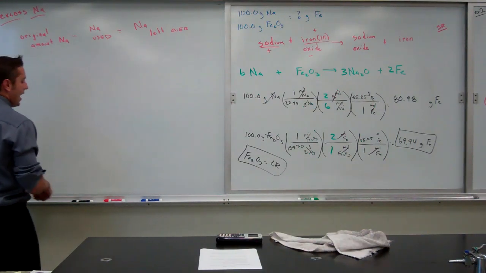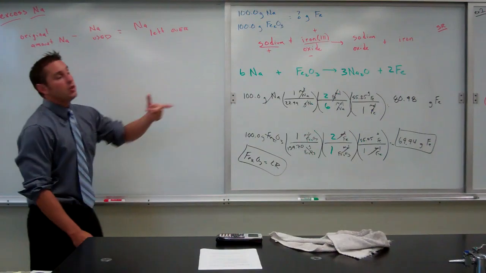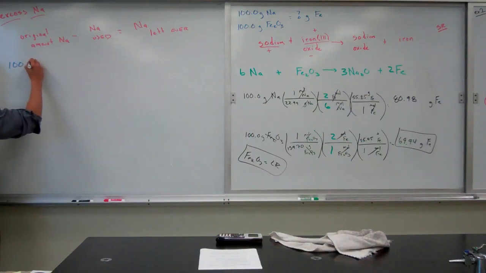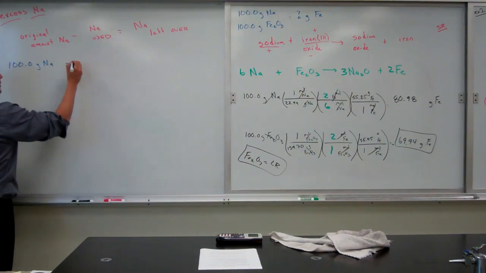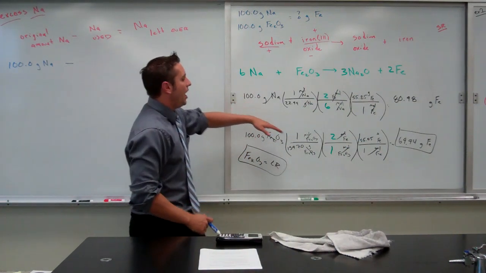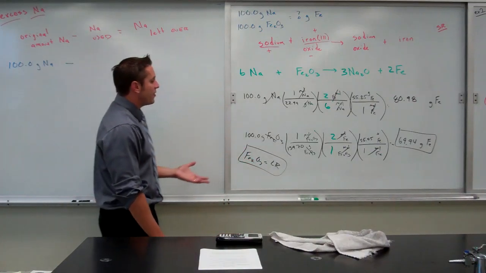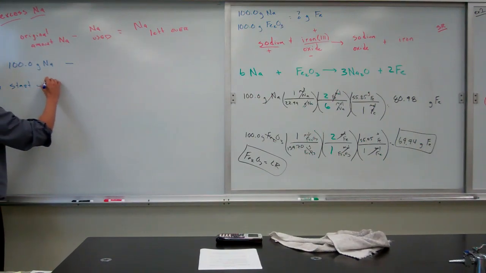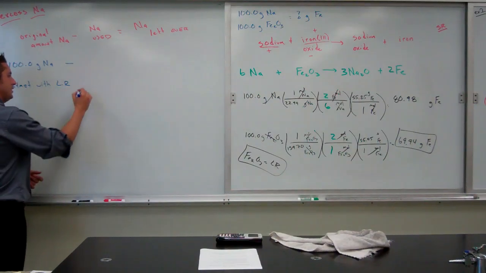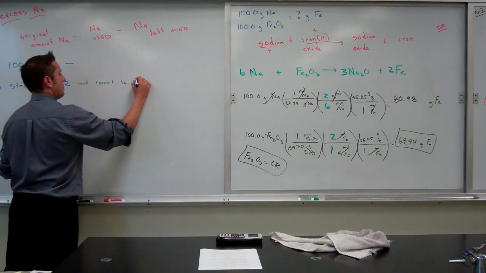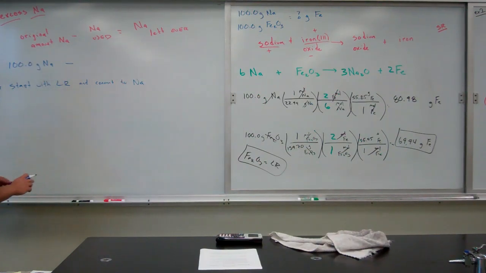So we take a look and see what we have. Do I know how much Na I had at the beginning? You bet I did. They told me I had 100 grams. Was I told how much Na was used? Not directly. I knew I had 100, I knew it could produce this. So if I want to figure out how much Na is used, what you do is start with the LR, limiting reactant, and convert to Na, or whatever it is you're trying to find the excess of.